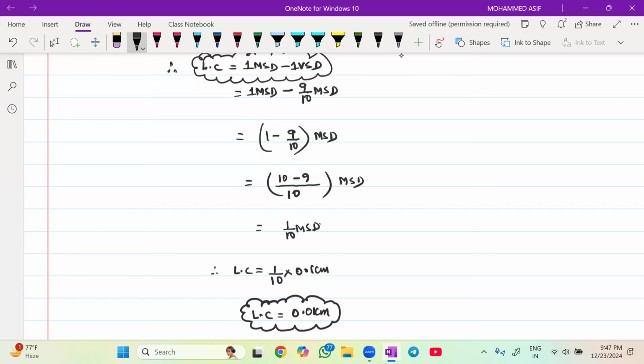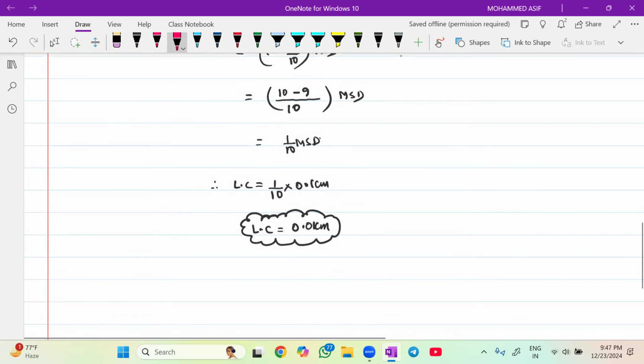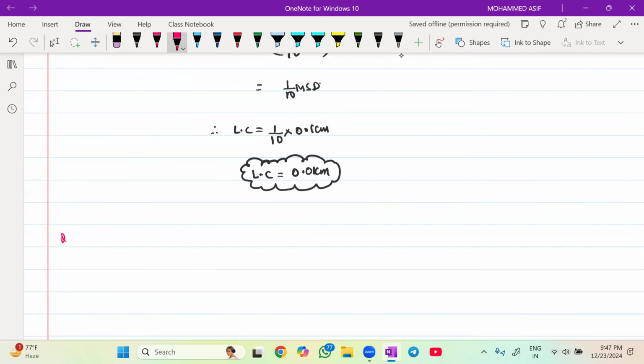Am I clear? Shall I do one problem based on this one? Sure. See this question, beta, everyone. Now say if in a Vernier scale or in a Vernier caliper, n main scale divisions (MSD) are equal to n plus 1 Vernier scale divisions. Got it?